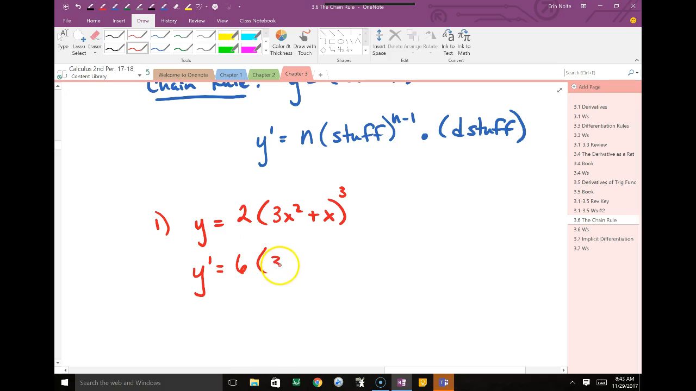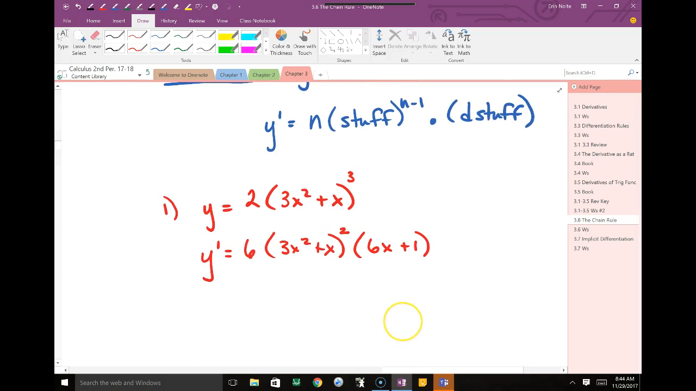6. And then times the stuff. Right? So 2 times the 3 to get the 6. And then what's my new exponent? 2. And now I have to multiply by the d stuff. So what's the derivative of the stuff on the inside? 6x plus 1. Good.